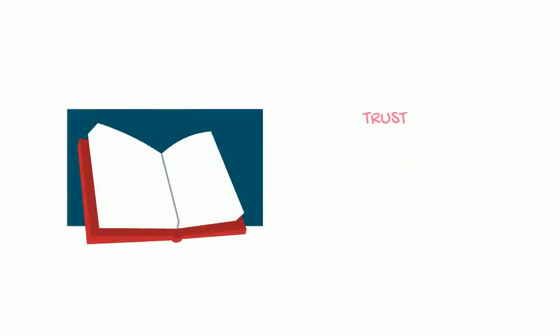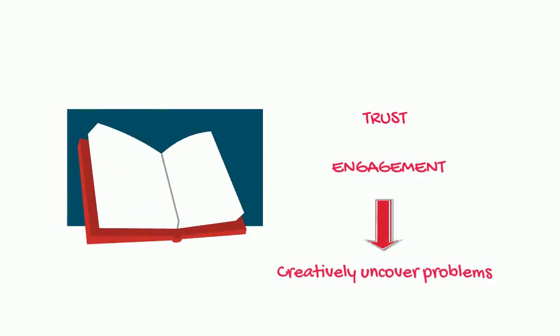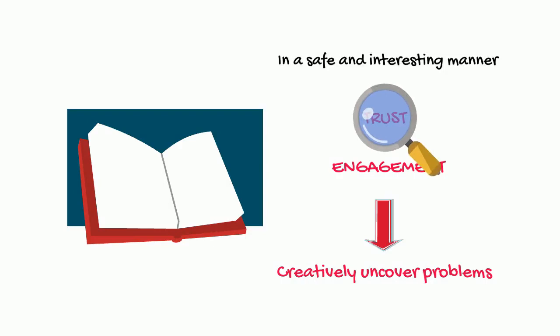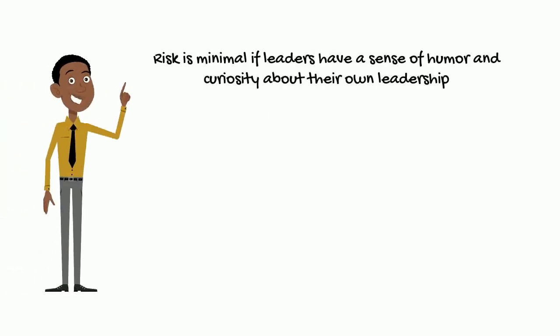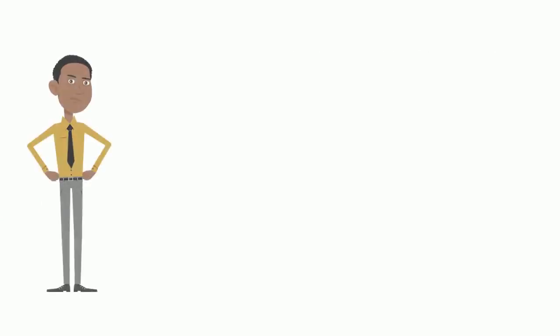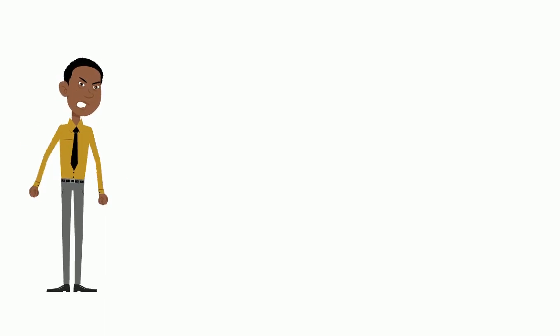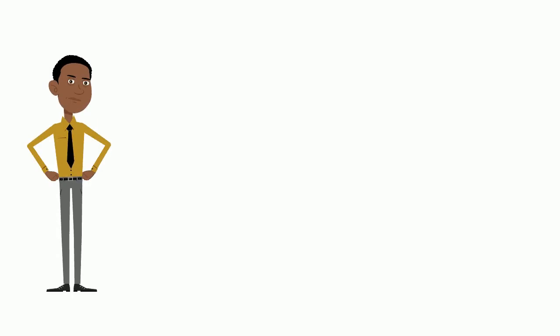This design uses the power of storytelling to build trust and engagement to creatively uncover problems. It provides a means for looking at issues influencing trust in a safe and interesting manner in which risk is minimal if leaders have a sense of humour and curiosity about their own leadership. However, if they lack a sense of humour and a willingness to look at the issues blocking the maximum performance of the team or organisation, don't use this design.